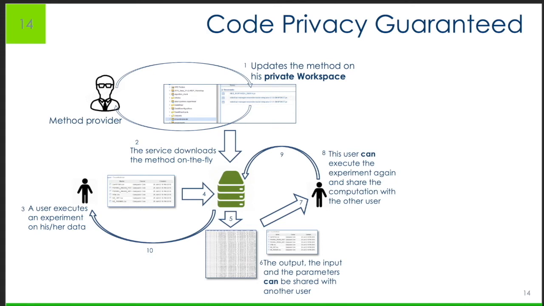Another user can execute your methods with his data, and the output, the input, and the parameters can be shared with other users, of course. And this user can experiment again and share the computation with other users. But the private code is downloaded on the fly, executed, and destroyed. So in this way we guarantee code privacy.